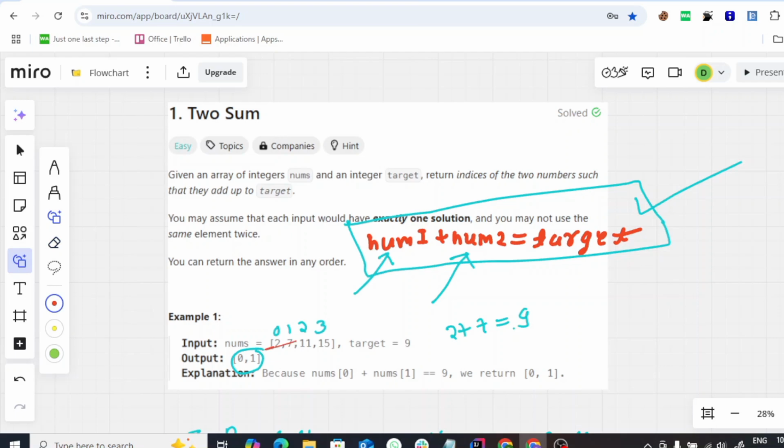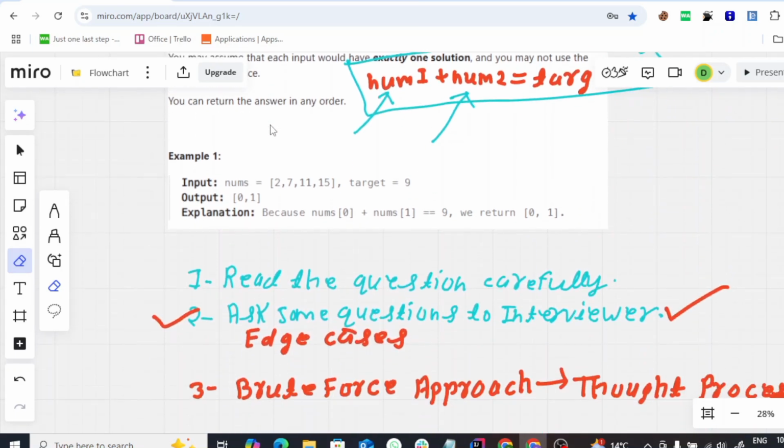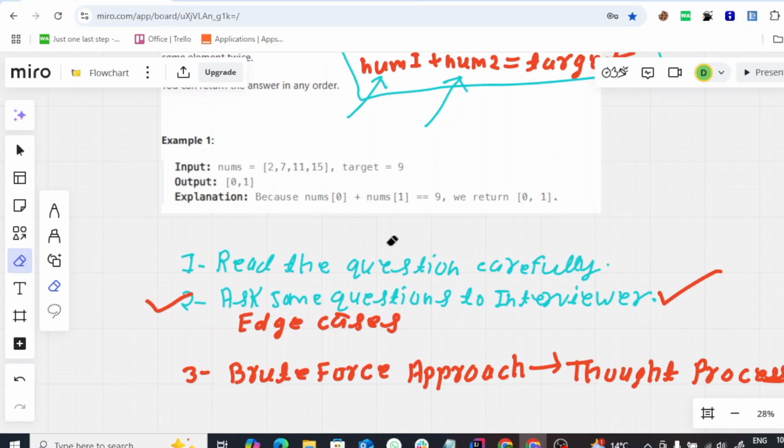Okay guys, now I am able to understand this question: I need two numbers, num1 and num2, and their sum is equal to target. Okay, so let's come to the third step, guys. Brute force approach. I read the question.